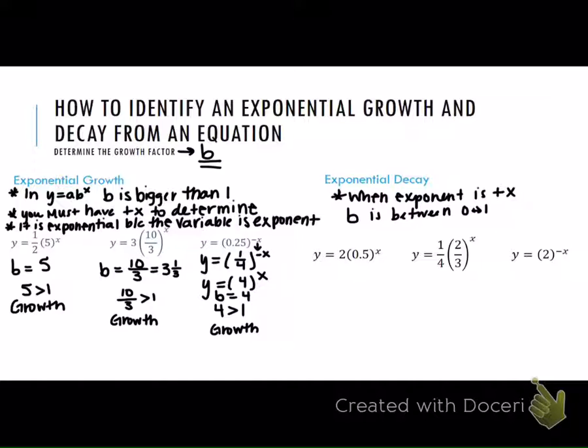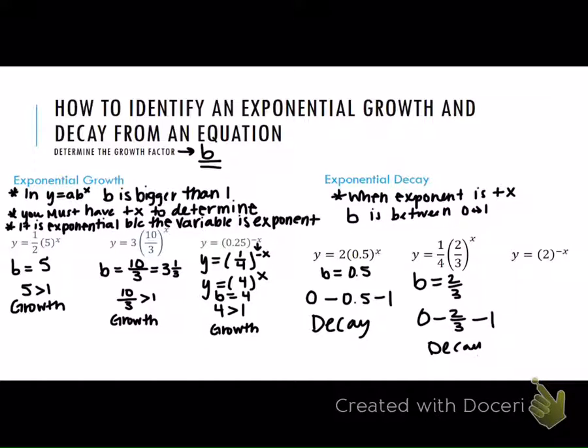So Tari, in y equals 2 times 0.5 to the x, what is my b value? And 0.5 is between 0 and 1, right? If you were to count it, so that makes it decay. Grace, what's my b value in that next one there? 2/3, which is between 0 and 1, right?